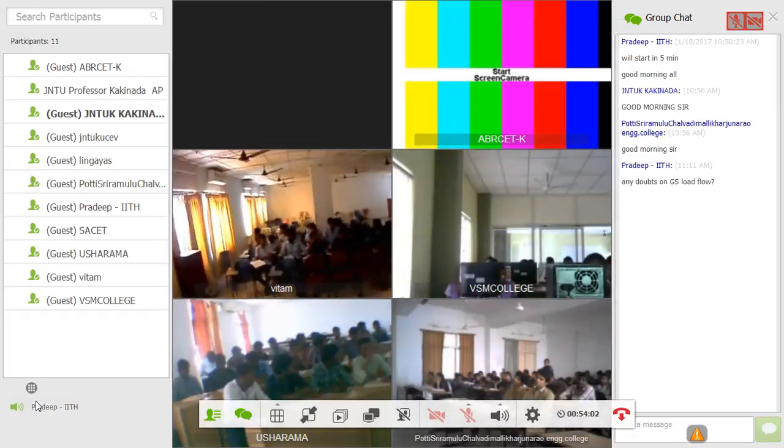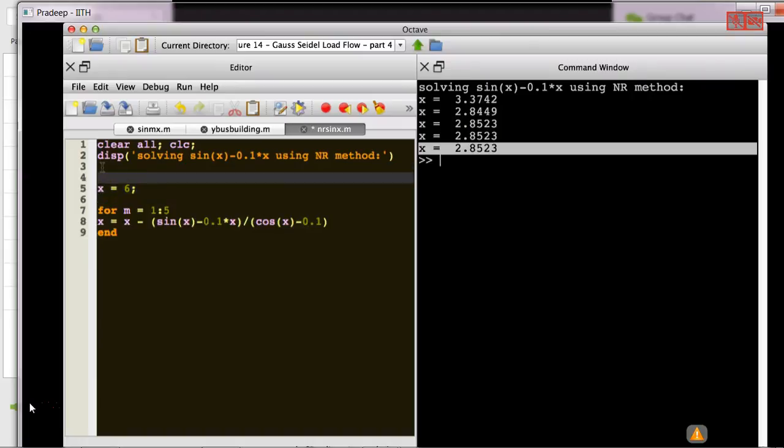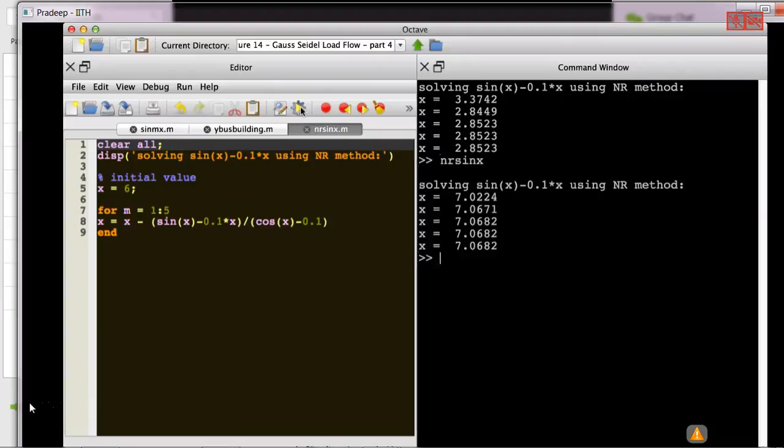So I'll go back to the code. Try to solve it. Just only I change the initial value. So let's give a comment here. Now if I take the initial value of 6 and then if I run the program, so I'm getting like this. So 7.0682 is the solution. So just by changing the initial value, I'm able to get a new solution. So that is also a correct solution for our problem.